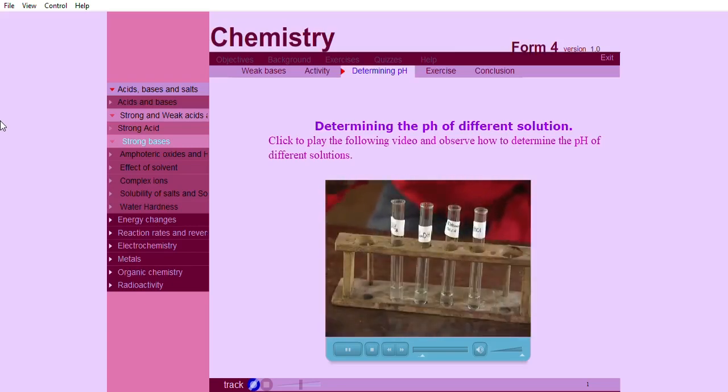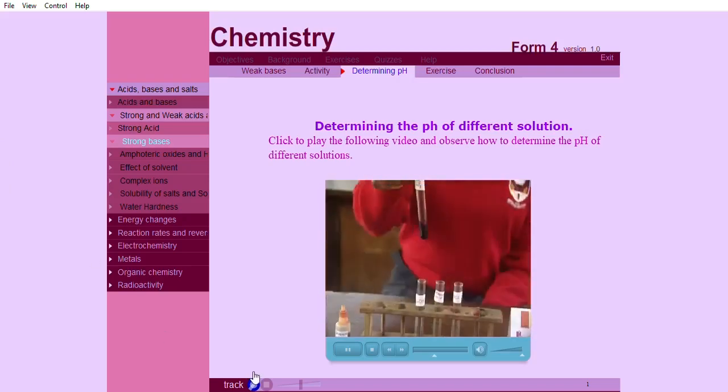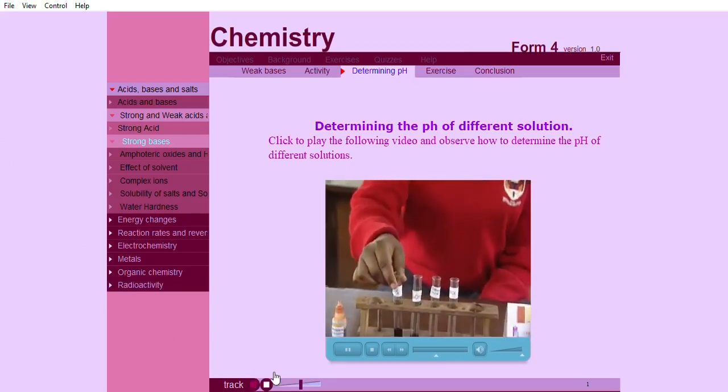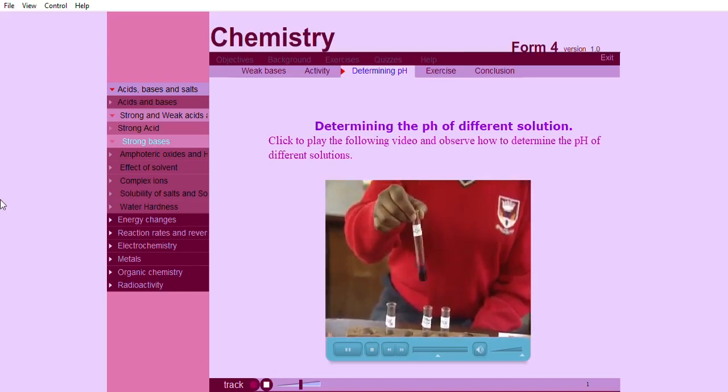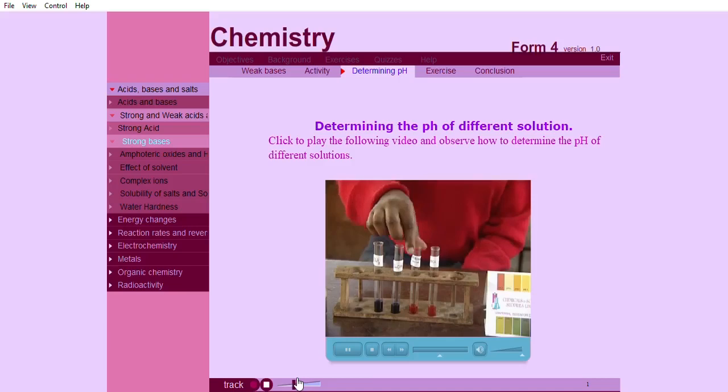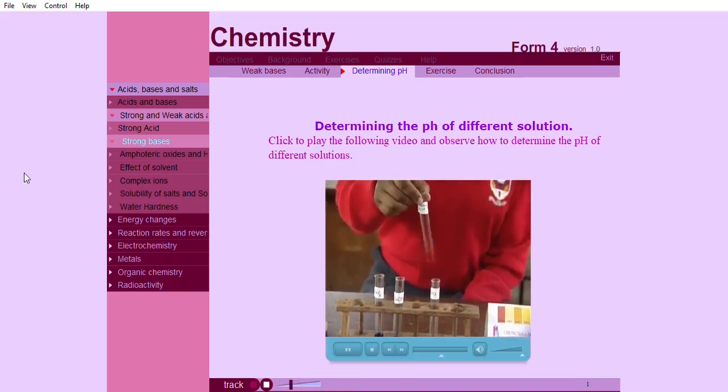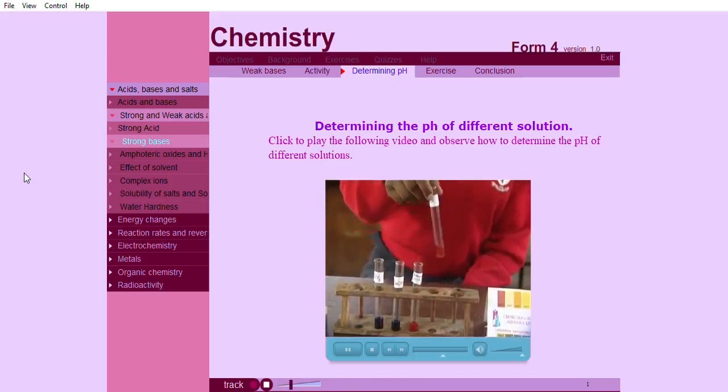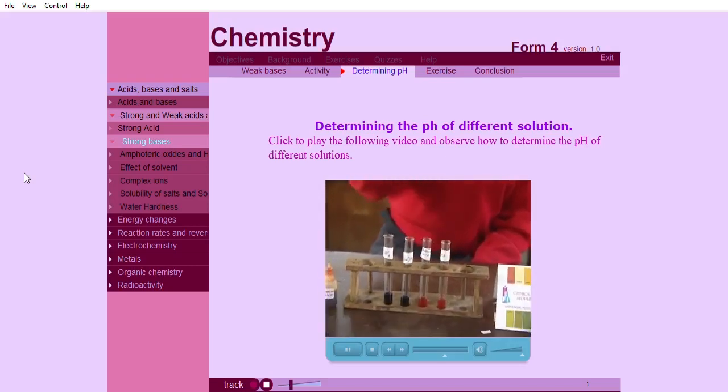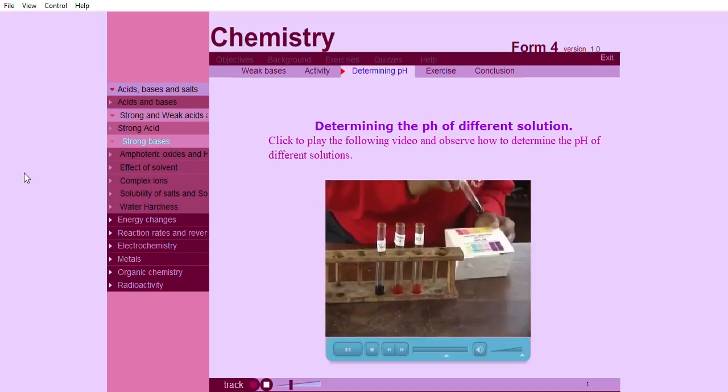Add 2 to 3 drops of universal indicator to each solution in the test tube and note the color of the solution. Compare the colors of the solutions with the colors given on the universal pH chart to determine the pH values.